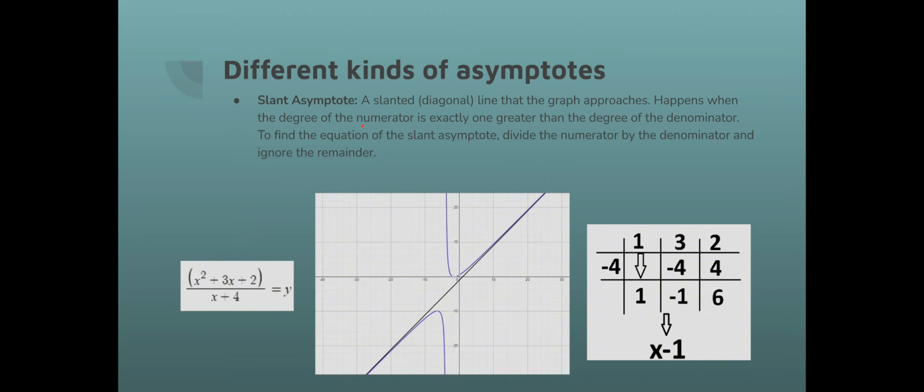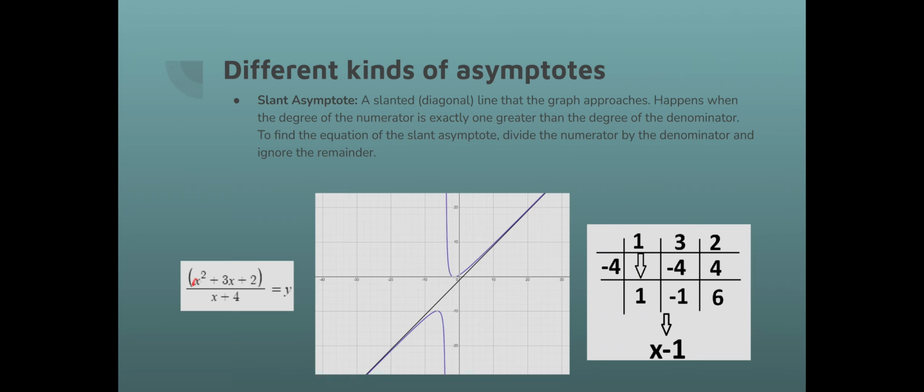Now a slant asymptote is a slanted or diagonal line that the graph will approach. It happens when the degree of the numerator is exactly 1 greater than the degree of the denominator. To find the equation of the slant asymptote, divide the numerator by the denominator and just ignore the remainder. So you see right here, if you want to find the equation, you just simply divide, and I'm going to assume you already know how to do this. If you don't, maybe I can make a video at some point in the future, because it's pretty important to know. I'll just go through it really quickly.